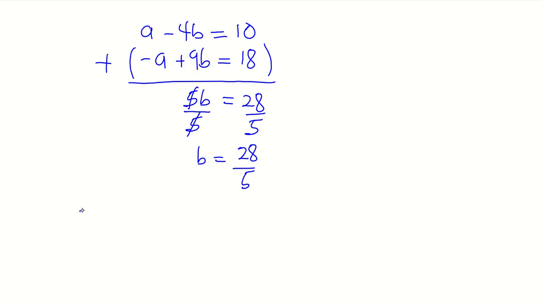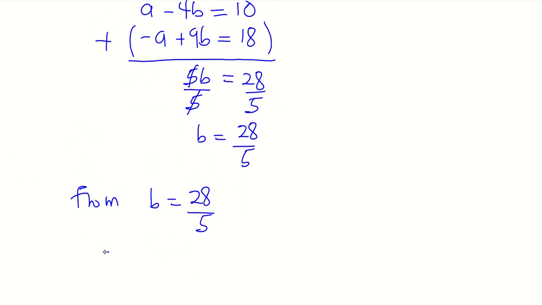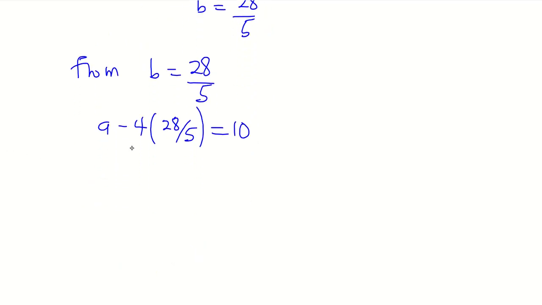So from b is equal to 28 out of 5, then our a value now is equal to 4b, and b now is 28 out of 5, which is equal to 10. Now if that happens, when we simplify all this, then we are going to get 11 out of 5, which means a minus 11 out of 5 equals 112 out of 5. We have 10 here, so it means our a now, this is a.